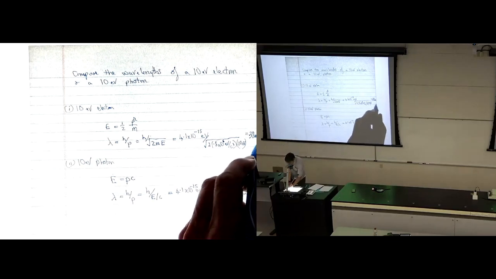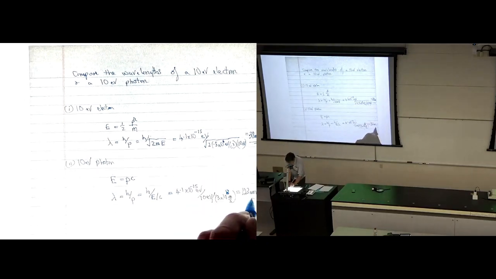So the moral of this story is that we thought about a 10 electron volt electron and a 10 electron volt photon, and we calculated the de Broglie wavelength of each using the same equation, lambda equals Planck's constant divided by p. But although they're both 10 electron volts, one was relativistic and one was non-relativistic. That means they had very different momenta, and so very different wavelengths, although they have the same energy.